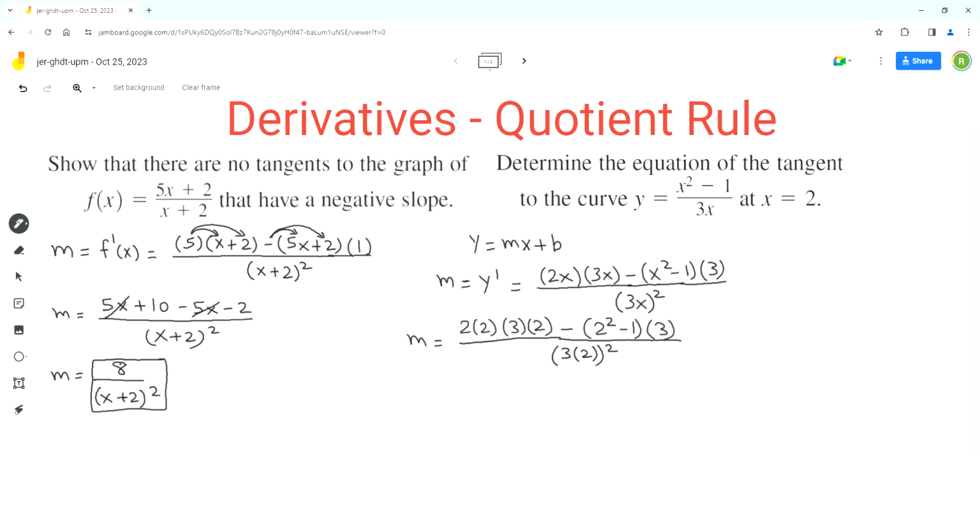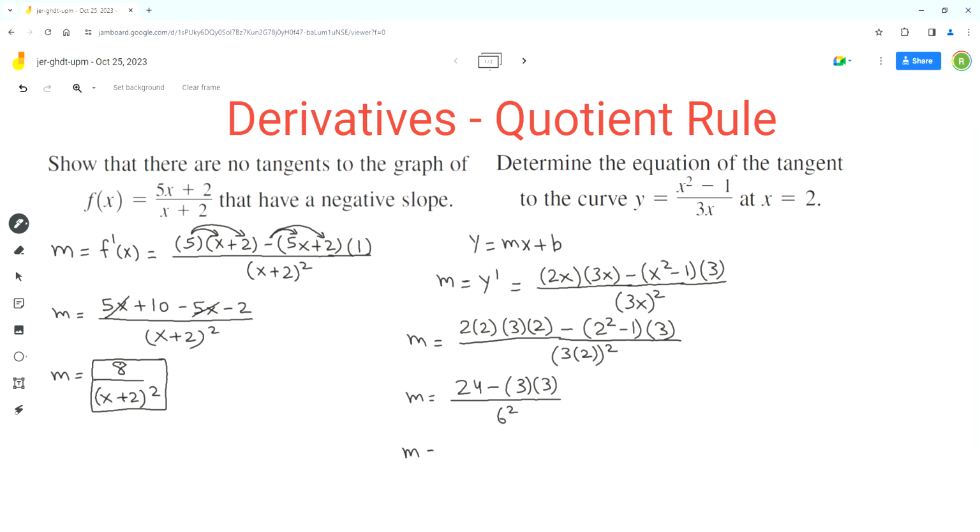Now we can simplify this expression. So 2 times 2 is 4, 4 times 3 is 12, and 12 times 2 is 24. So we get 24 minus, in the parentheses we do 2 squared, which is 4, 4 minus 1 is 3. We get 3 times 3. And in the denominator we do 3 times 2, which is 6, so we get 6 squared.